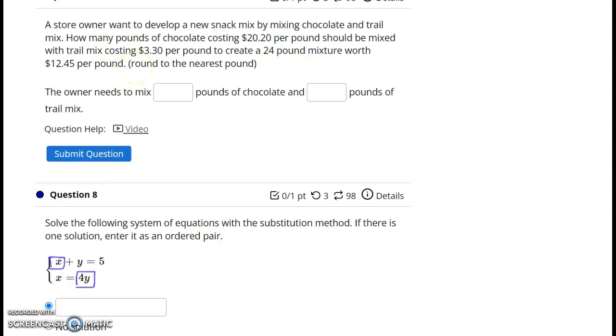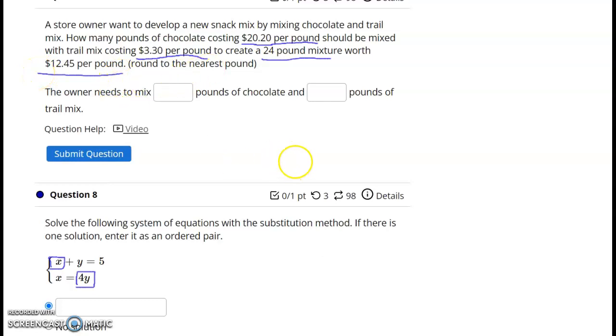So number 7 is a systems of equations problem, but we need to set up the two equations ourselves. And to me, that can be the hardest part. So we have a store owner that wants to develop a new snack mix by mixing chocolate and trail mix. How many pounds of chocolate costing $20.20 per pound, in fact, let's underline that whole per pound, should be mixed with trail mix costing $3.30 per pound to create a 24-pound mixture worth $12.45 per pound, round to the nearest pound.